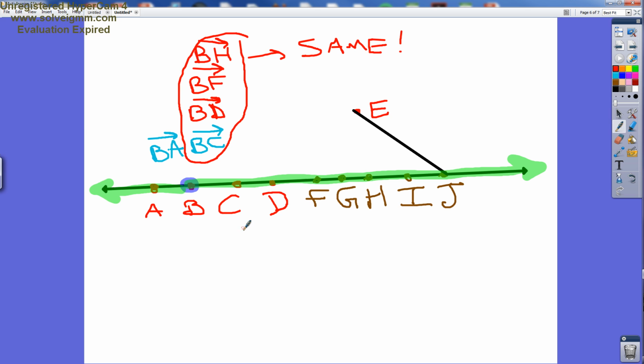So what I would like you to do in your own spare time, or even just as you're sitting here listening to me talk, pick a different point. Maybe pick D. Use D as yours. And then find two opposite rays from D.